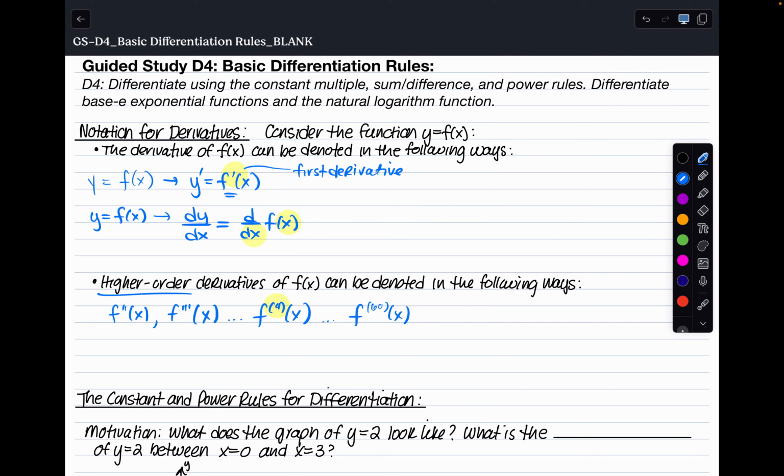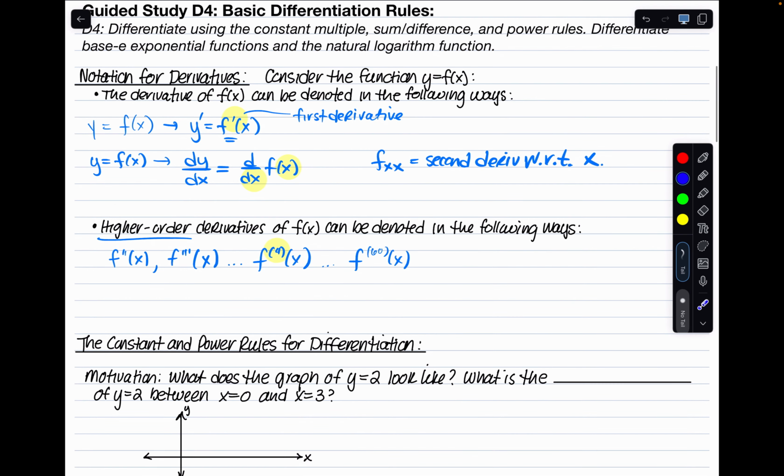Another notation you may see, one that's a little more common in calculus 3, is a subscript letter next to the function name, f sub xx. This is going to be the second derivative with respect to x. We, in this class, calculus 1, are going to stick to this notation. You can also translate those two notations that I just showed you into higher order derivatives, but again, for the sake of Calc 1, we will stay with this.